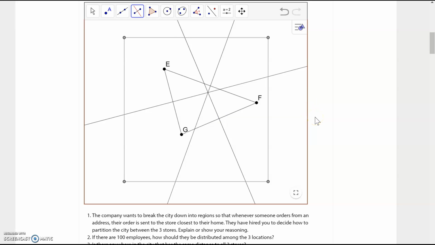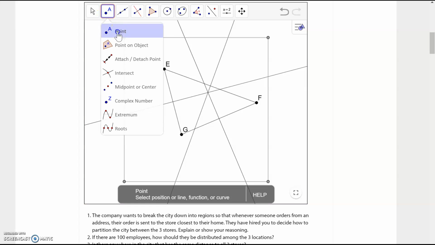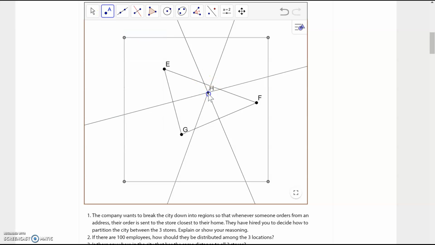Something I want you to notice is here in the middle, at point H, all of these perpendicular bisectors intersect, and this is called a point of concurrency. So this is the point where all three perpendicular bisectors for a triangle intersect. Okay, so this point H is the same distance away from E, F, and G. That point H is the same distance away from all three. So what we've done is we've just divided it up.